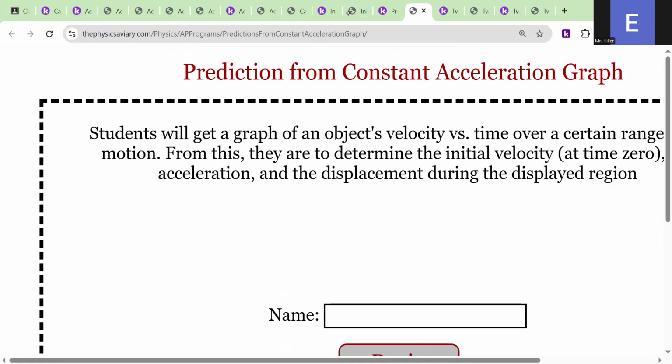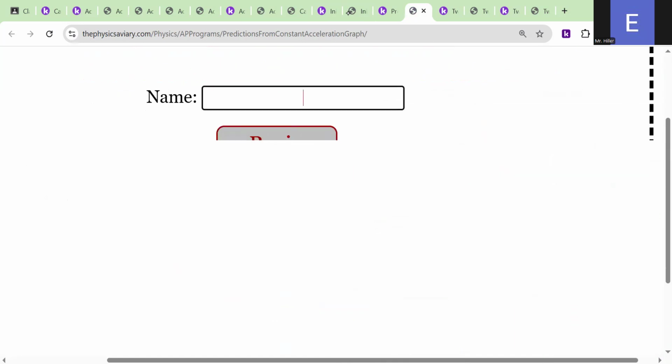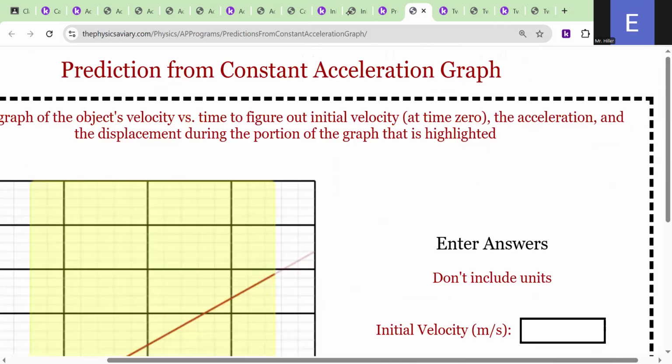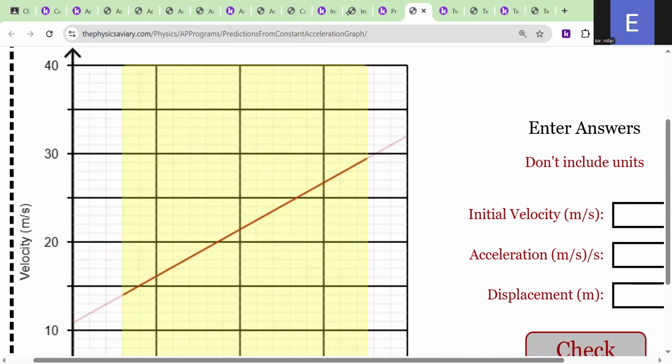Question 7 is prediction from a constant acceleration graph. My first time doing this one, I got it wrong as well. So it is very easy to get this one wrong. So I'll walk you through how we get it right.